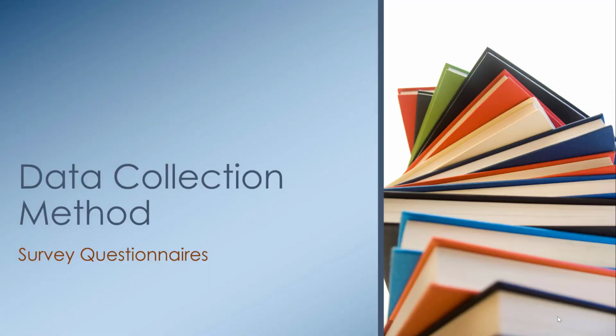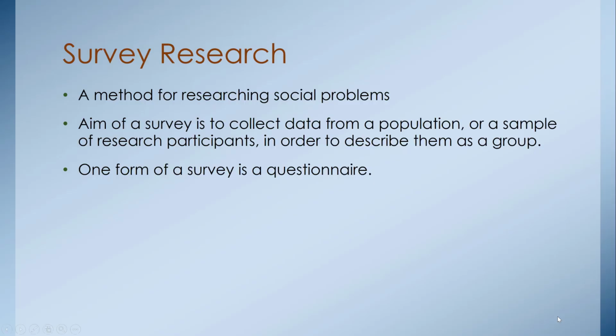So let's begin by looking at survey questionnaires. This is one of the most common ways social workers collect data. This is a method for researching social problems. The aim of a survey is to collect data from a population or a sample of research participants and then describe them as a group. One form of a survey is a questionnaire, designed to collect substantial information from a group of individuals, typically at one point in time, one snapshot in time, so that can make it a one-shot case study. Survey research and questionnaires are considered pre-experimental designs, generally used for descriptive purposes.